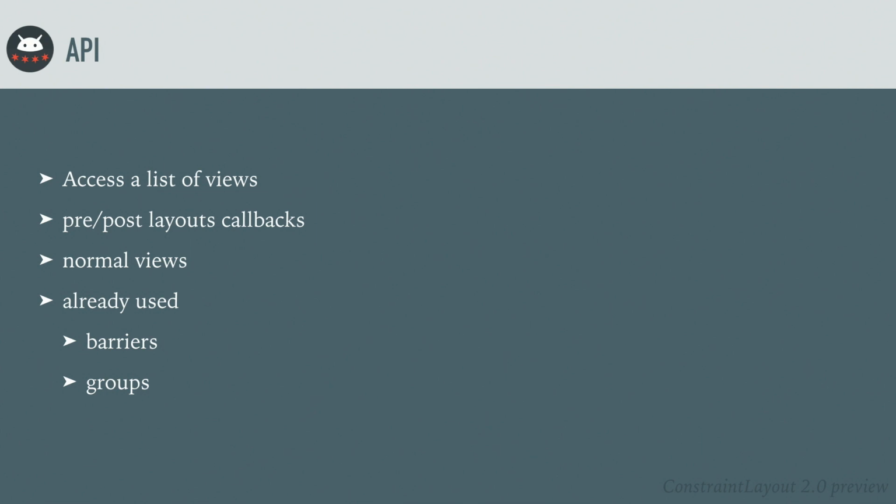So the API for helpers is something we'll expose in ConstraintLayout 2. You'll get access to the list of views. You'll have pre and post layout callbacks. They're actually views, so you get all the benefits of the view framework. You can still use everything that a normal view would do. In fact, that's what we are using in groups and barriers. It's just something we decided to not expose at the time because we were not quite sure about the API. Now we're a little more confident, so we will expose that in 2.0.